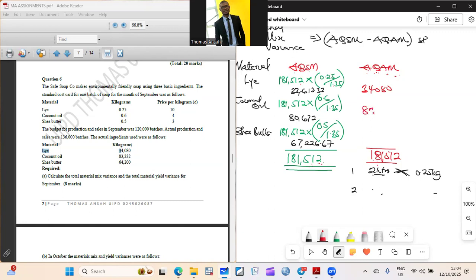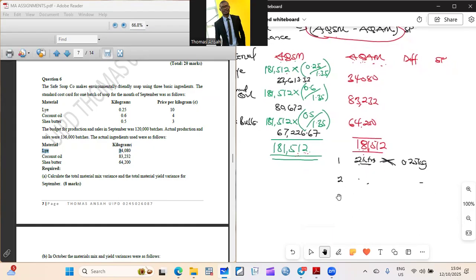That will be 83,232, 64,200. So what is the difference? So this part of the formula is done. So you know what? The difference is what you will do here. Then you will just bring in your SP. Then you get the variances. All right. So that is that. So what are the differences?